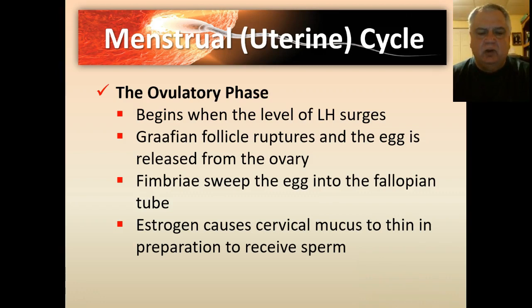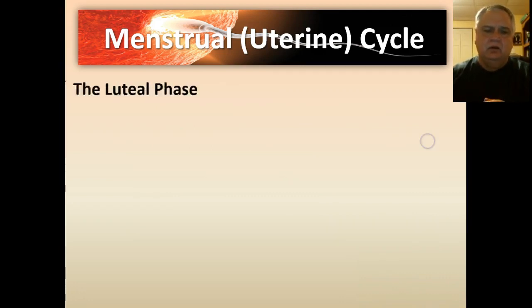At this time, estrogen will also cause cervical mucus to begin to thin in preparation to receive sperm. This is one of the reasons for natural family planning and how a female can determine whether she is likely to become pregnant, because if that mucus thins out and becomes very stringy, that's an indication that we're in the ovulatory phase and ovulation has occurred, and the likelihood of becoming pregnant increases dramatically.